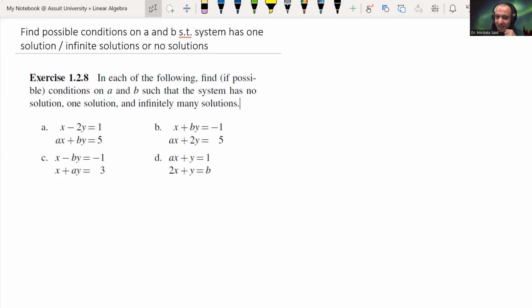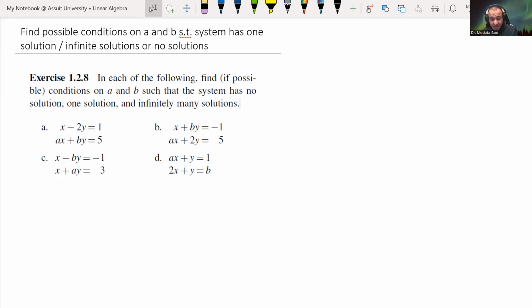Hello guys. In this video, I'm going to shed light on one example, a very good and insightful one. We learned in this chapter that some systems of linear equations might have infinite solutions, might have just one unique solution, or even no solution at all. Basically, no solution means there is inconsistency in the system of equations.